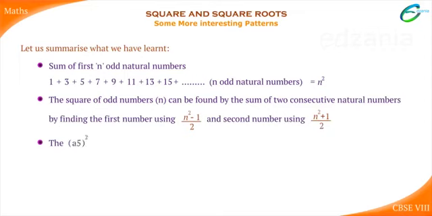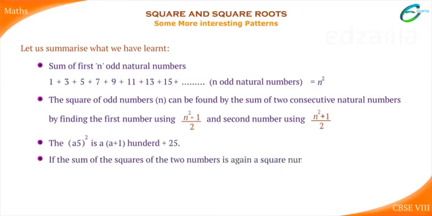The square of a5 is a into (a plus 1), followed by 25. If the sum of the squares of two numbers is again a square number, then the three numbers are called a Pythagorean triplet.